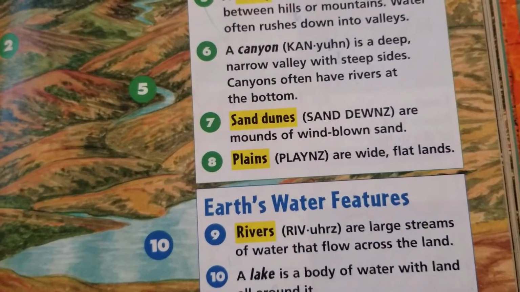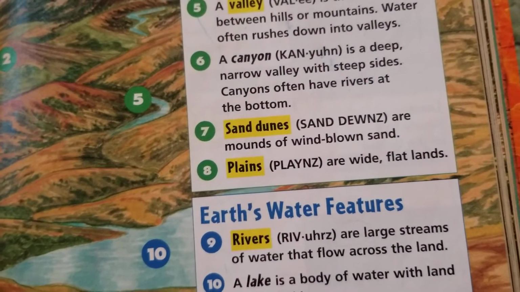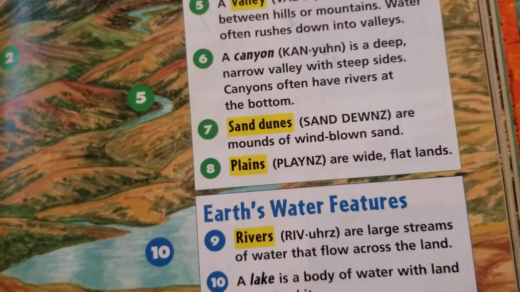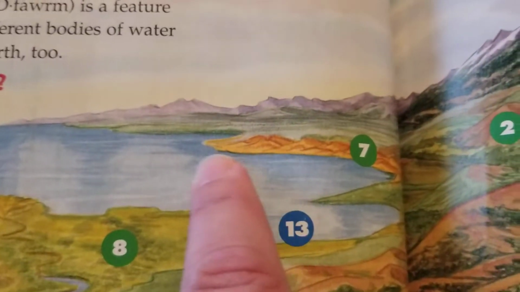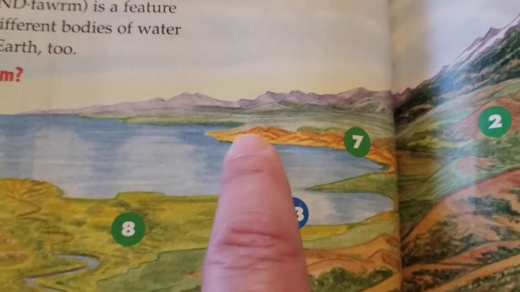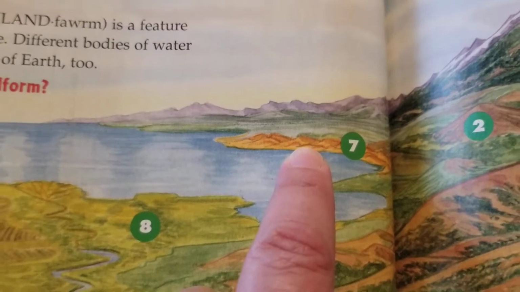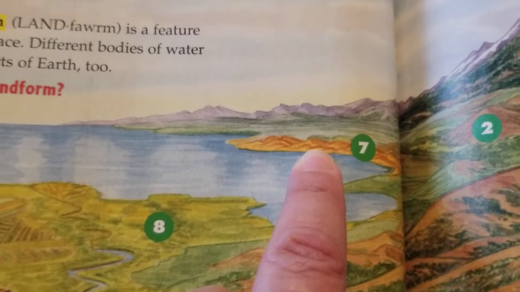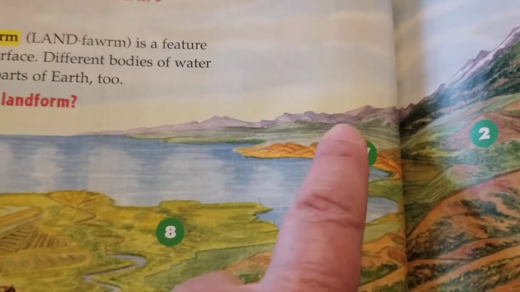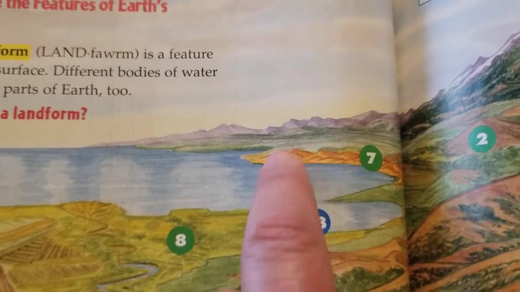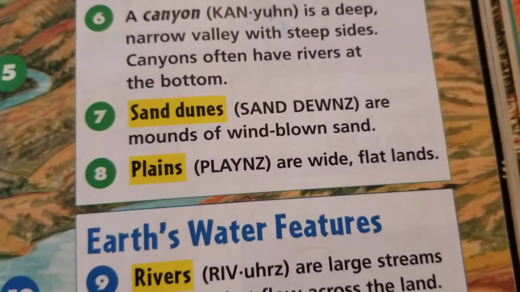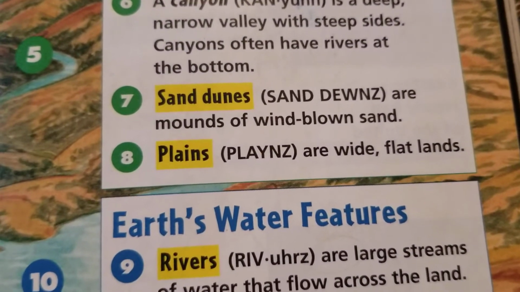Sand dunes are mounds of windblown sand, and often you'll find sand dunes along the coast. When I've been to the ocean, you find a lot of sand there, and sometimes there are sand hills kind of set further back, not right at the shore, but those are hills of sand. And the plains, wide flatlands.